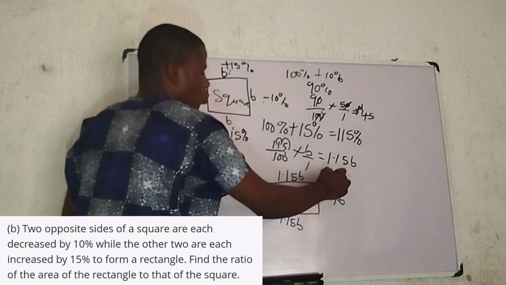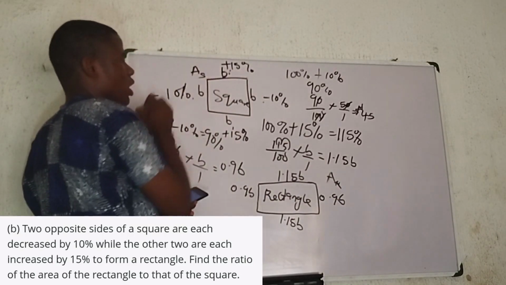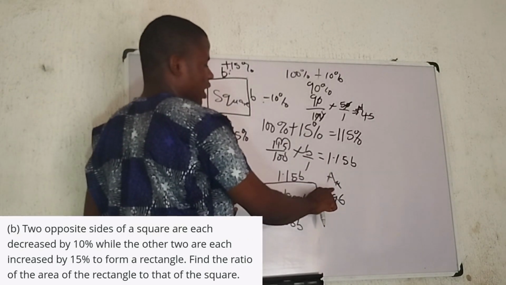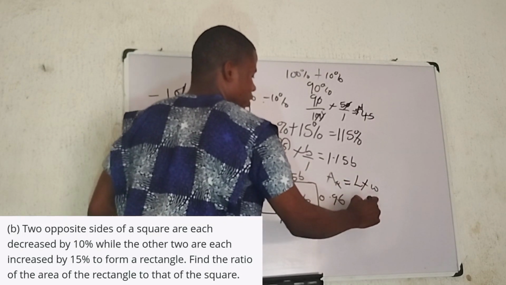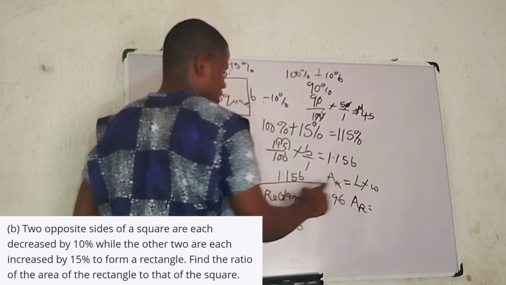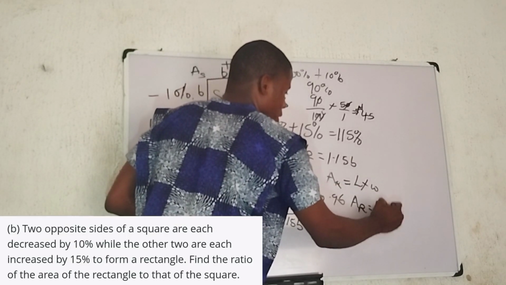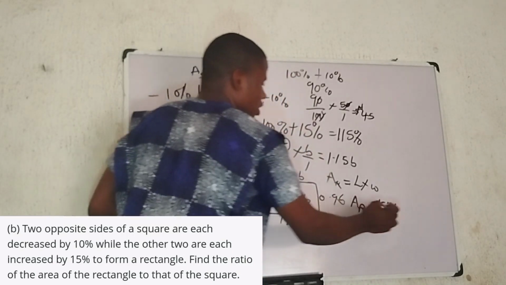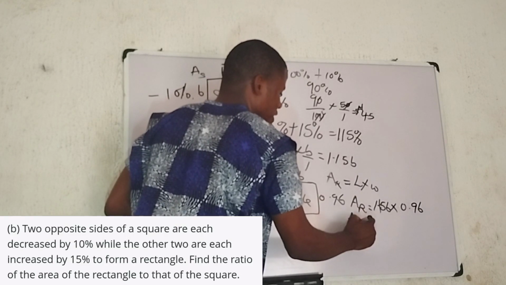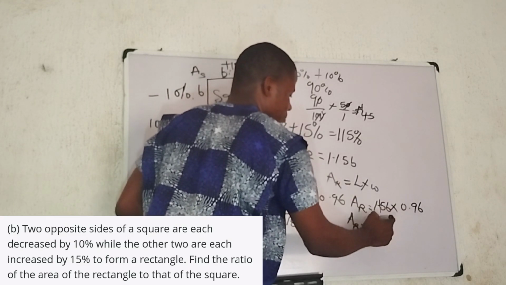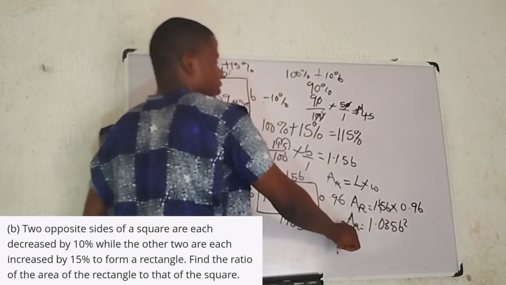So they're asking what's the ratio of the area of the rectangle to the area of the square. Now, what's the area of this rectangle? Area of a rectangle is given by length times width. The length is 1.15b, times the width, 0.9b. The area of the rectangle, 1.15b times 0.9b, is 1.035b squared. And that's the area of the rectangle.